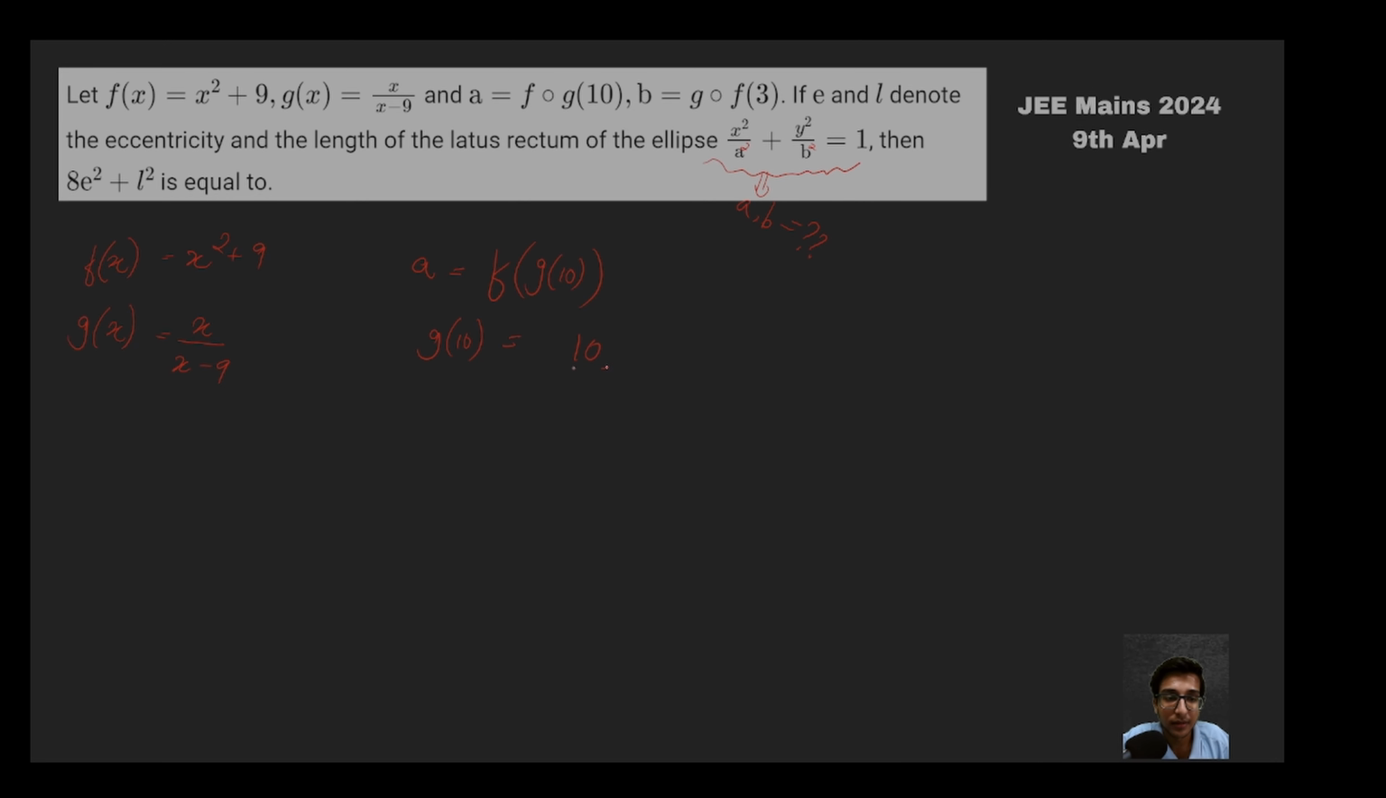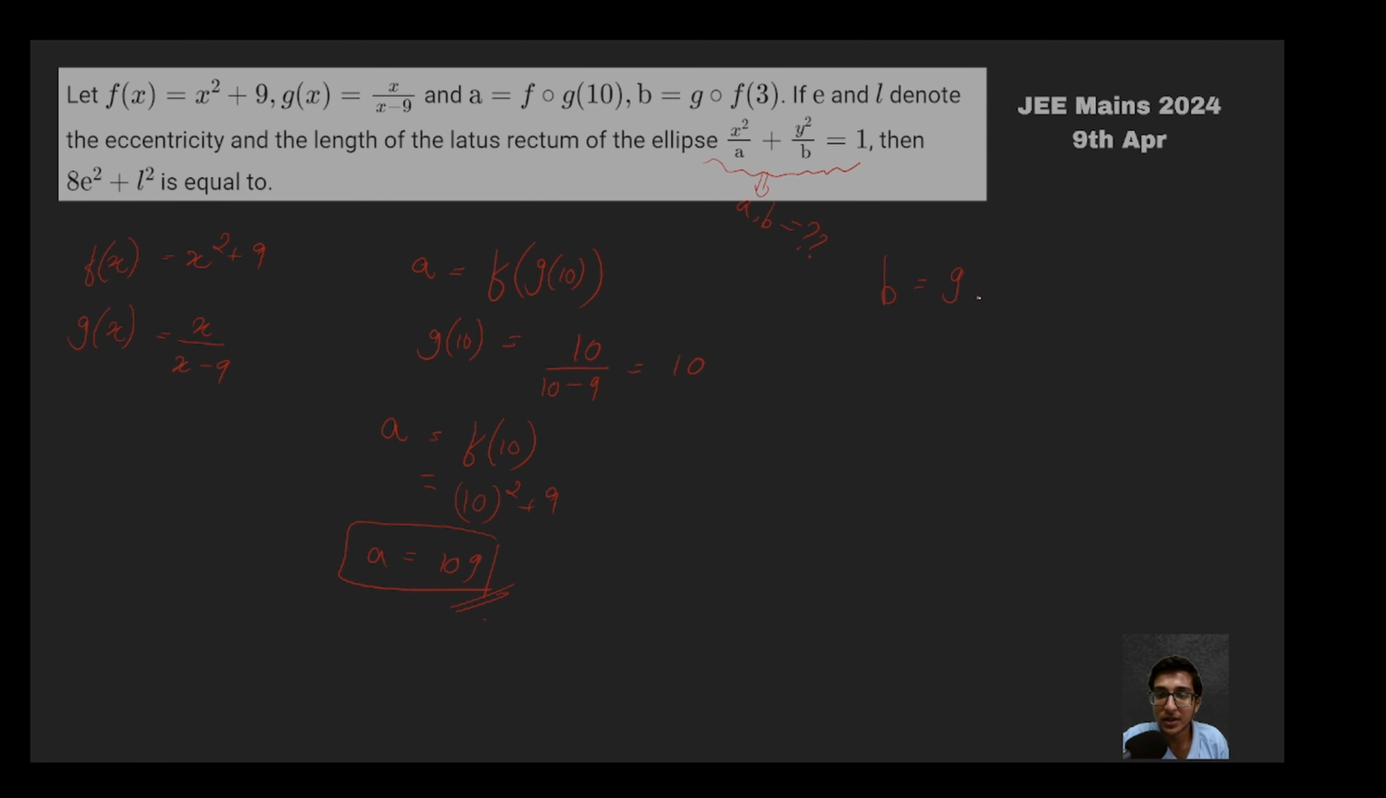That means first let us find out what g of 10 would be. This would be 10 by 10 minus 9, which would be equal to 10. That means g of 10 is 10. So a can be written as f of 10, which would be equal to 10 whole square plus 9, which makes it 109. So a we've gotten to be 109. Now let us try to find out b.